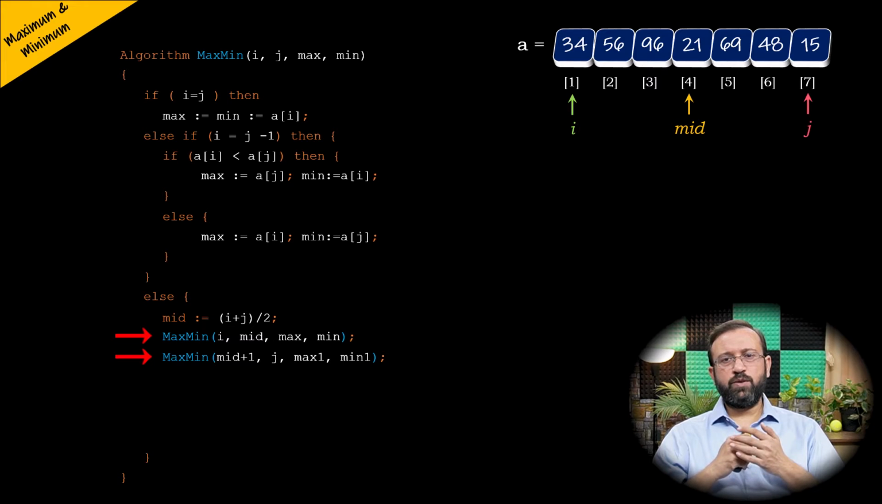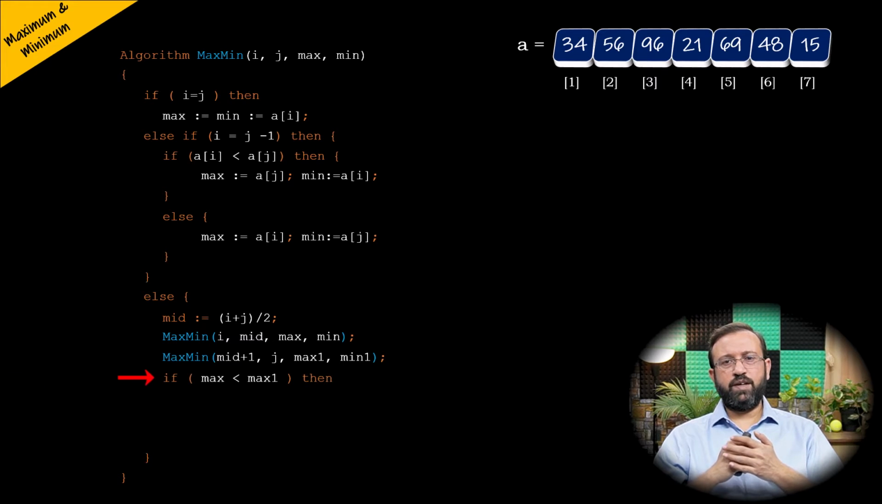Now, we have to combine the solutions of the subproblems to get a solution to the original problem. Therefore, we will compare the max and min computed by the first recursive call with max1 and min1 computed by the second recursive call. So, we will have the if statement with the condition max less than max1. If this is true, that means max1 is greater than max. So we will update max. To do this, max will be assigned max1.